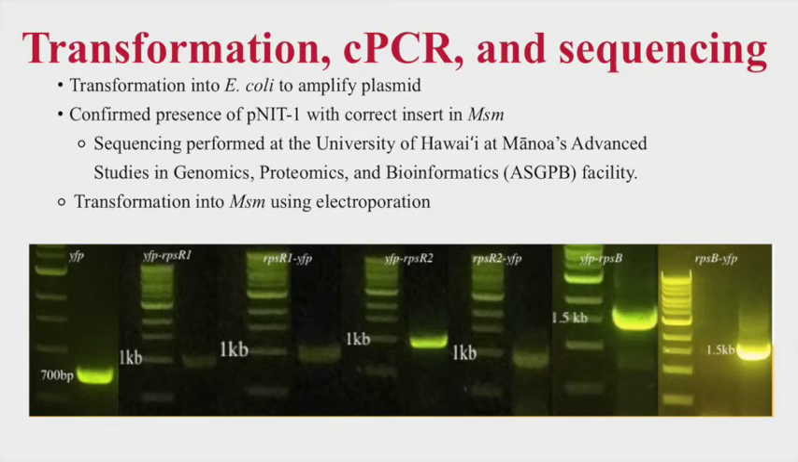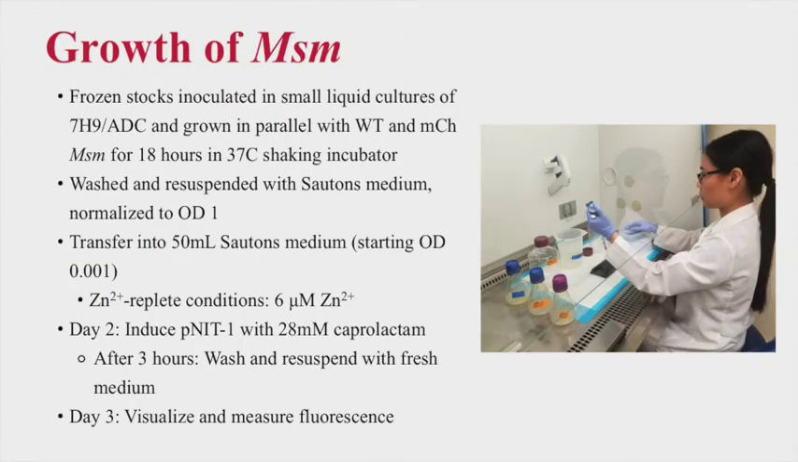Each pNUT-1 plasmid containing a different fusion protein gene was then transformed into M. smegmatis using the established Prisic lab electroporation protocol. Wild-type and mCherry smegmatis were grown in parallel with transformed smegmatis. mCherry is a reported strain for AltRP expression.